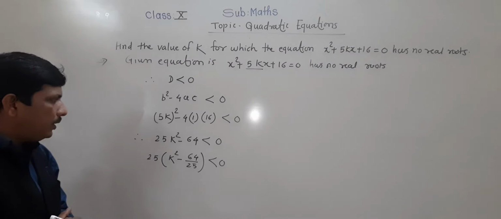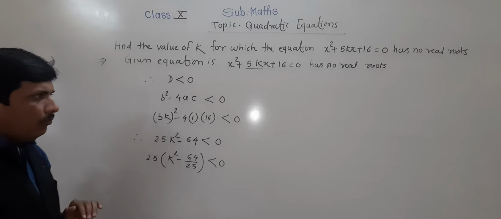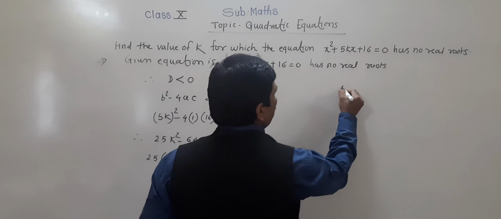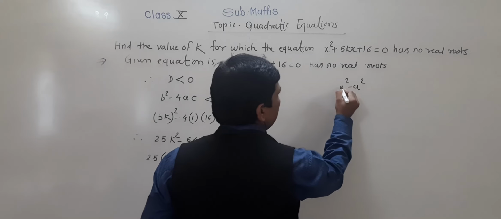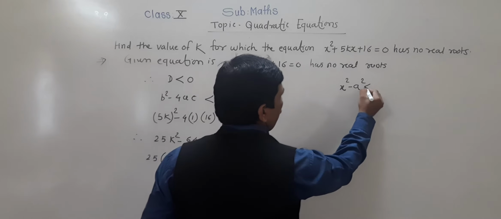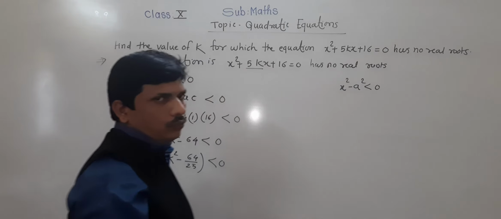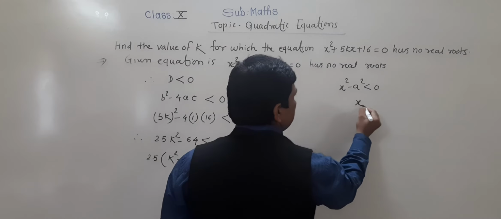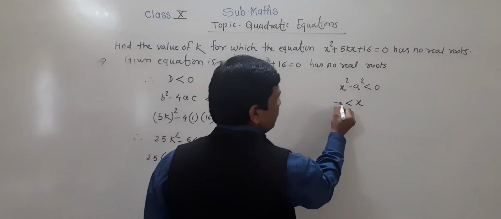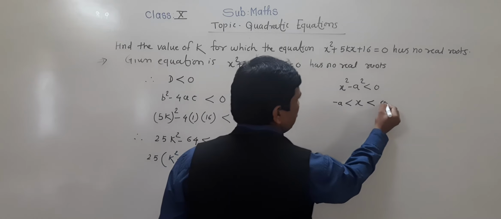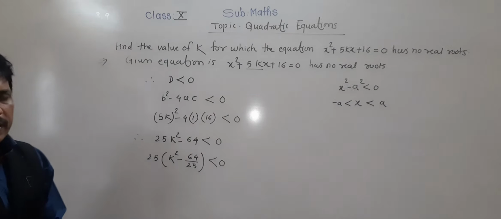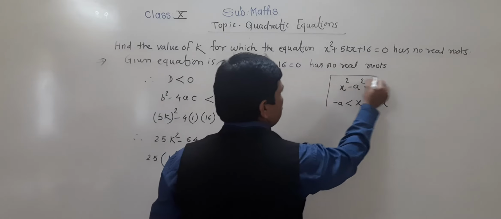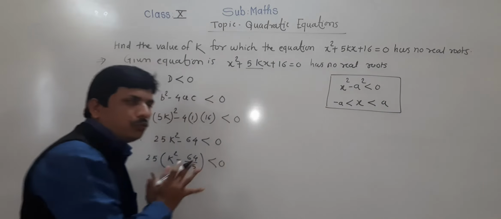So why have we done this? See carefully. Yesterday we saw an important result. What was that? x square minus a square is smaller than 0. When is it possible? When x is greater than minus a and smaller than plus a. This result we saw yesterday, so the same result we are going to use here.